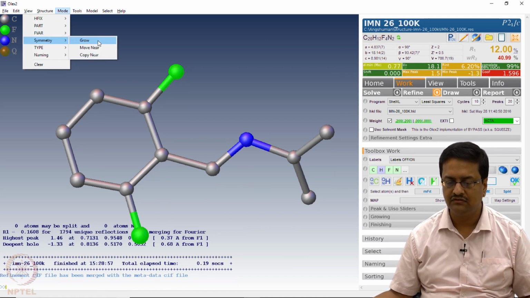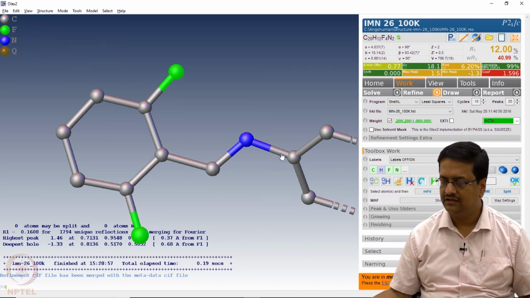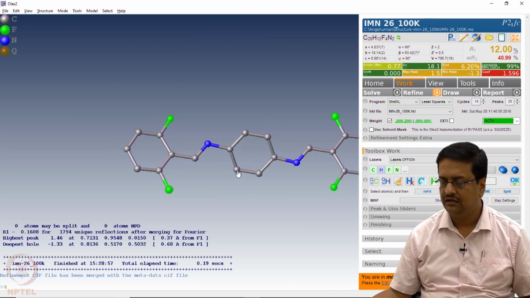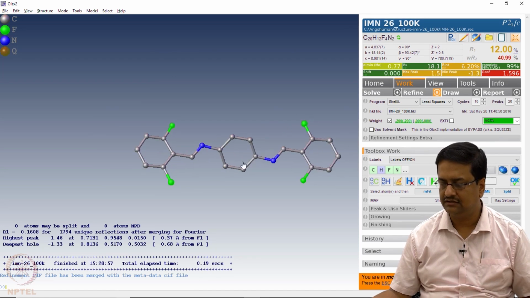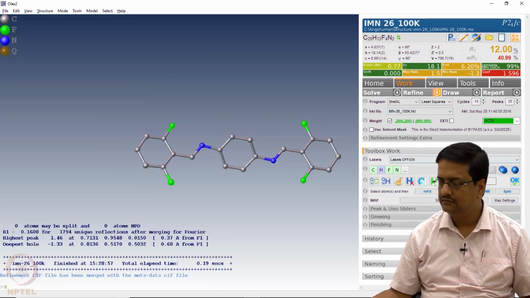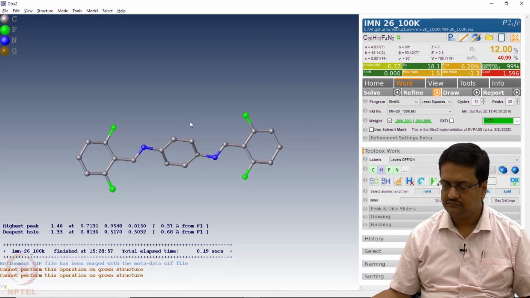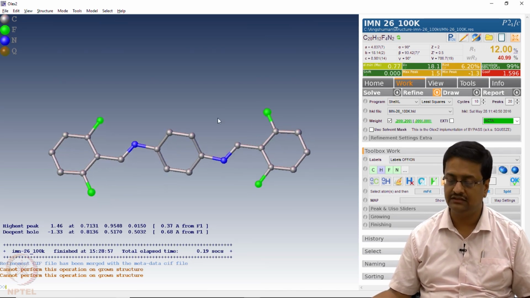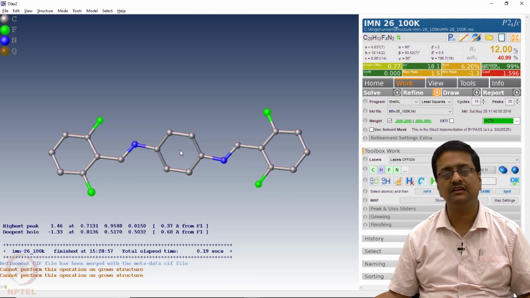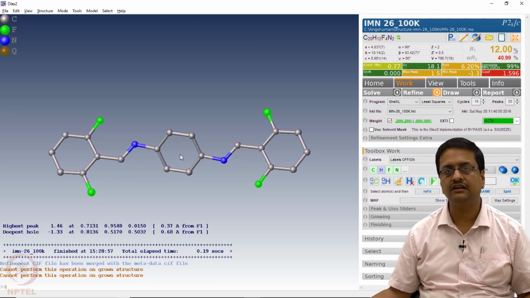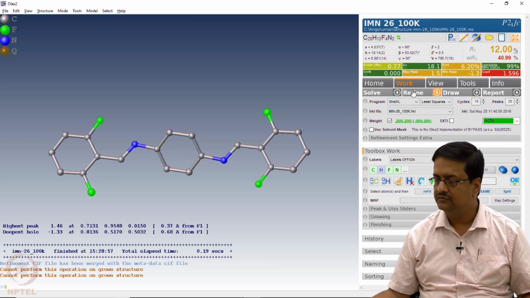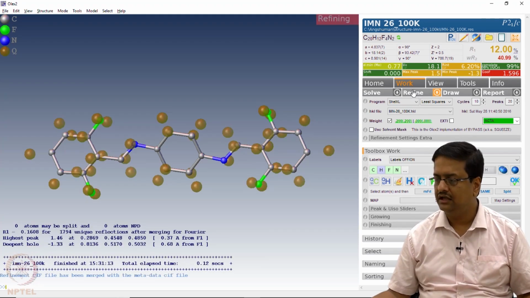So from mode we go to symmetry and grow, and it shows that the molecule is going to grow in this direction, and it becomes like that. So this is the entire molecule that we have in the lattice, but only half of it is appearing in the asymmetric unit because the center of inversion of the lattice is matching with the center of inversion of this molecule. So we do a few rounds of refinement to see if the R factor further reduces.